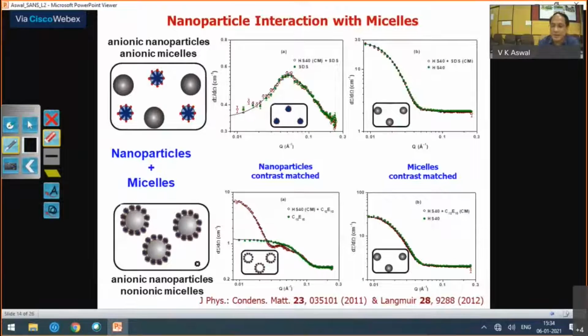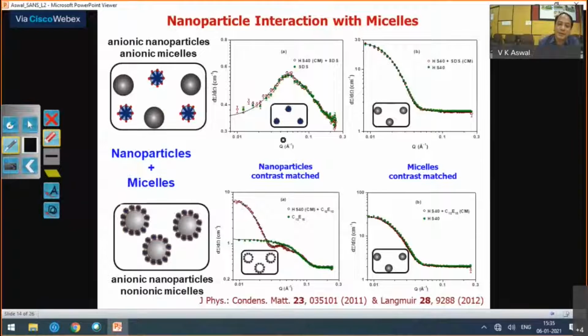However, for other cases, you could have different situations where these are now non-ionic micelles. So here they were anionic micelles, here they were non-ionic micelles with anionic nanoparticles. Here there is a possibility that they can get adsorbed on the nanoparticles. As a result, when you contrast match the nanoparticles, and then again the same situations when you have nanoparticles with surfactant micelles and only micelles, now micelles only are very different than micelles when mixed with nanoparticles because their distribution is changed.